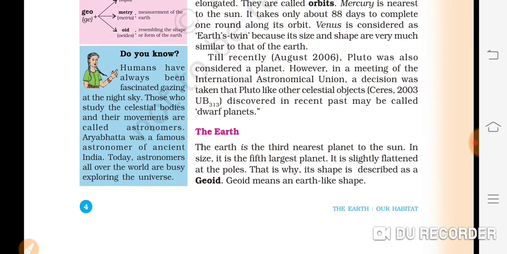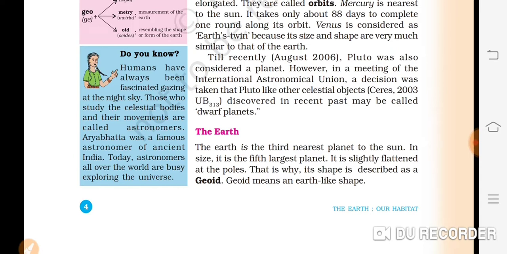Till recently, before 2006, there were 9 planets because Pluto was also counted. But in August 2006, in the meeting of the International Astronomical Union, a decision was taken that Pluto, like other celestial objects, is now called a dwarf planet.